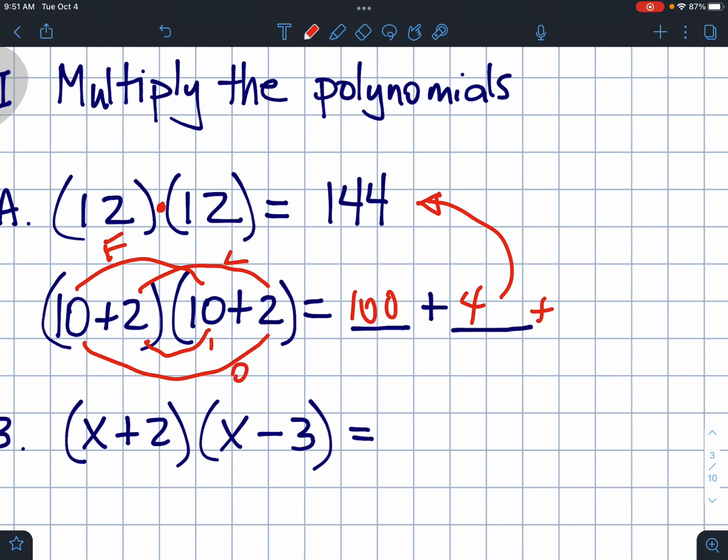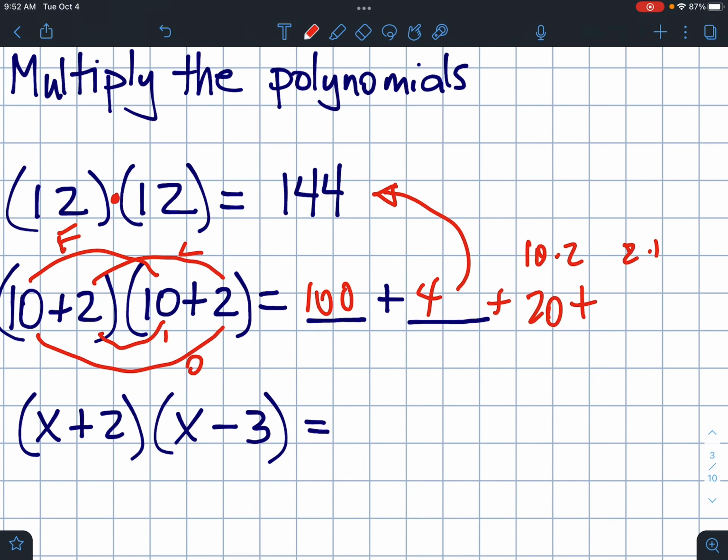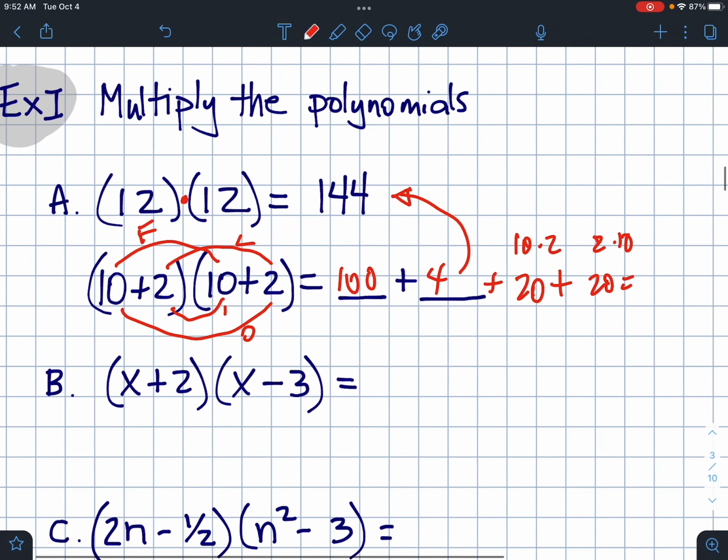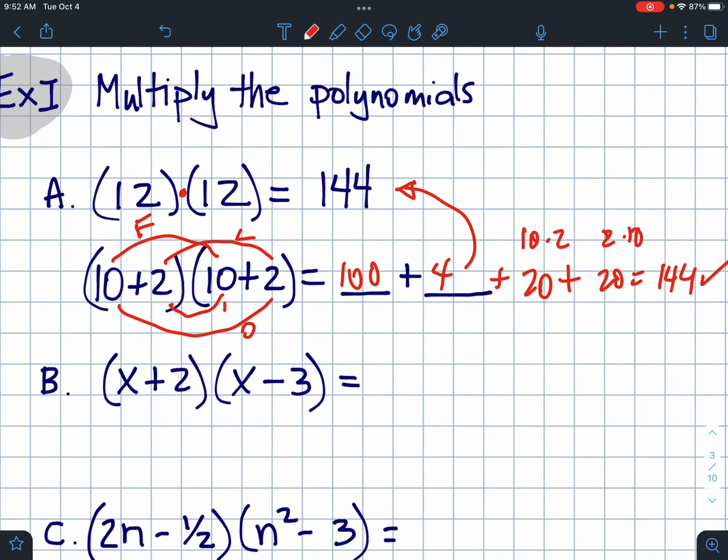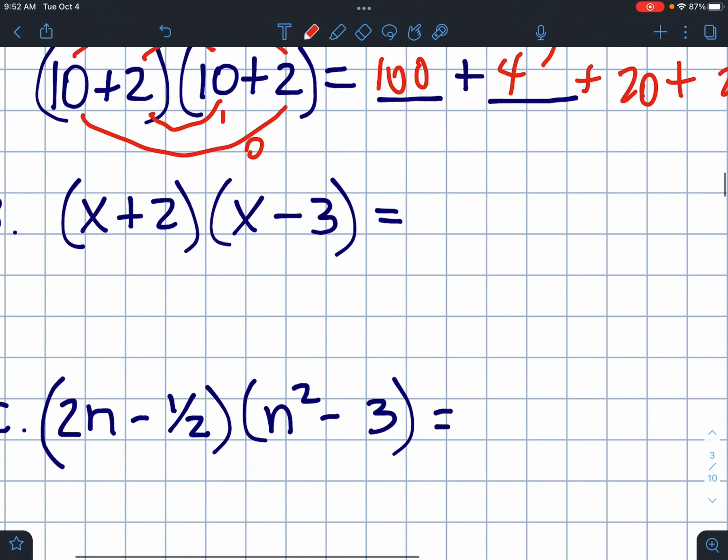So if I add on to this, the outside, which is 10 times 2, I get 20. Plus the inside, which is 2 times 10, I get another 20. And so we have 104 plus 40, so we have 144. Check. So it works. FOIL does it for us. Here we go. We're going to do it on this next problem.